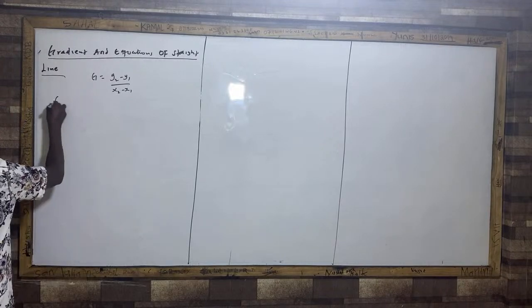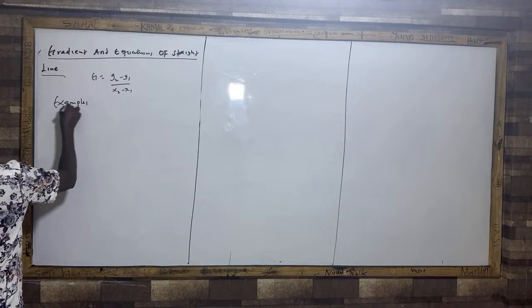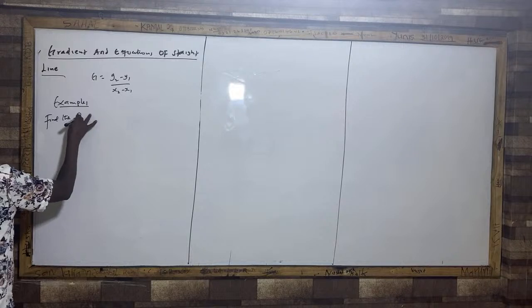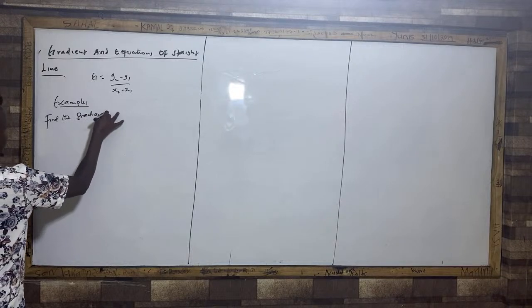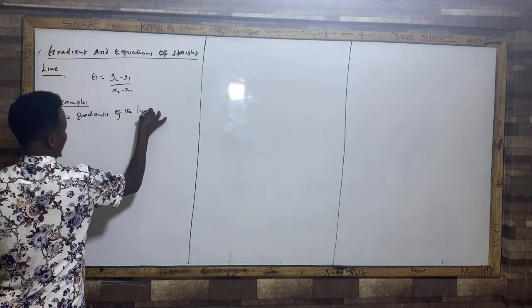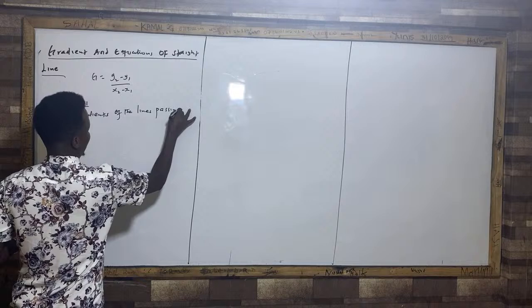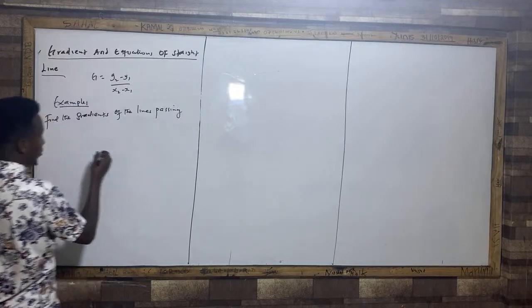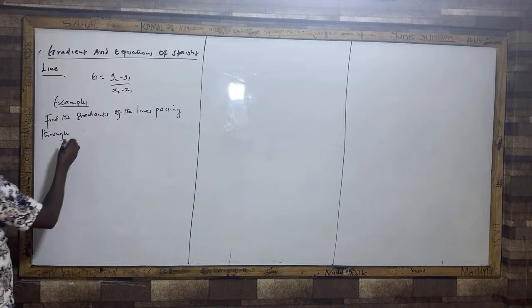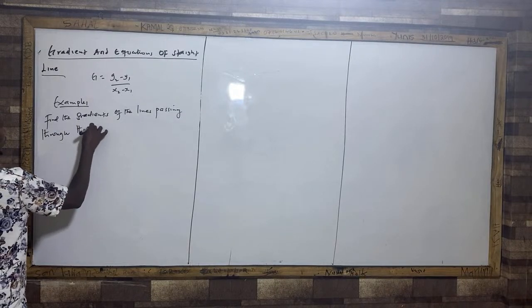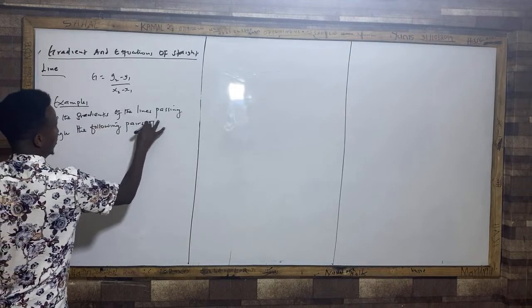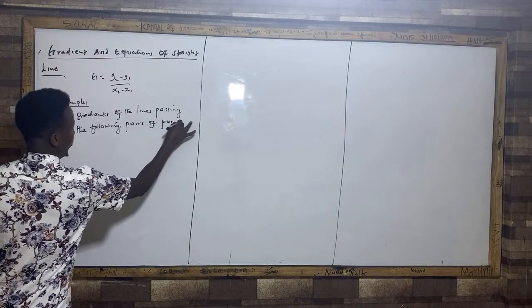Find the gradients. Let's see the first example. Example 1, you're told to find the gradients of the lines passing through the following pairs of points.